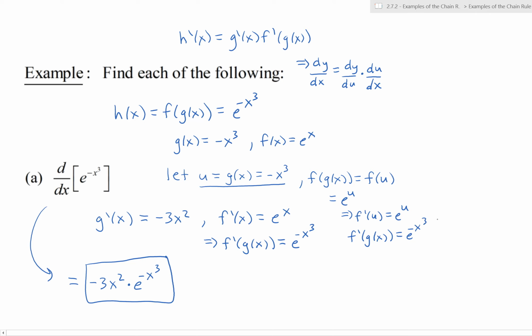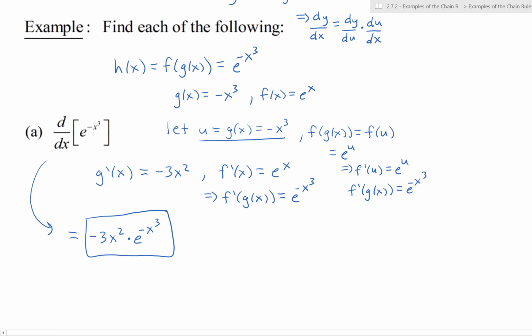So that u method, if you will, is just really an alternative way. If we don't want to keep track of the g of x along the way, we can just replace g of x inside f with the variable u, and then differentiate f with respect to u, and then back substitute u is g of x after we've done the differentiation. So either method is fine.